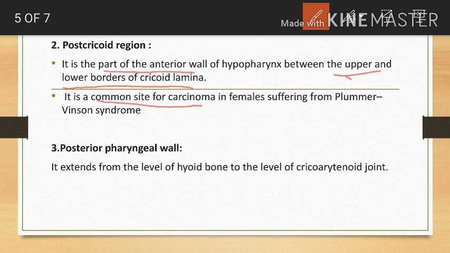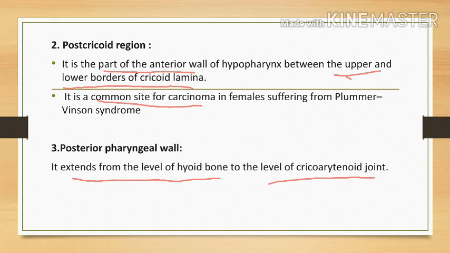Now the third important thing is the posterior pharyngeal wall. This is not much, but this is a short description. It extends from the level of the hyoid bone to the level of the cricoarytenoid joint. So just a brief recap: the postcricoid region is part of the anterior wall, between the upper and lower border of the cricoid lamina, and a common site for carcinoma in females suffering from Plummer-Vinson syndrome. And the posterior pharyngeal wall extends from the level of the hyoid bone to the level of the cricoarytenoid joint.